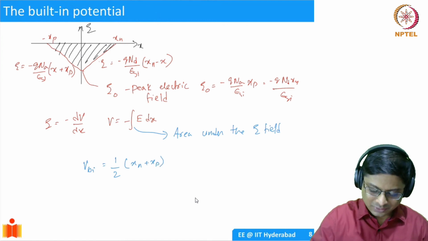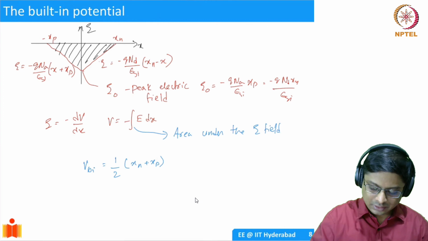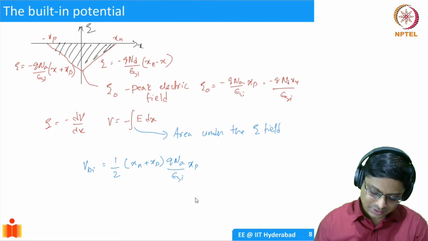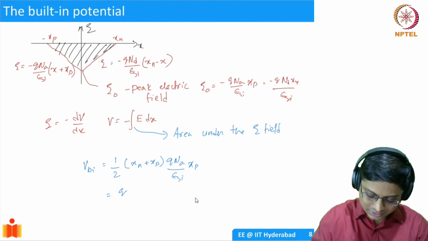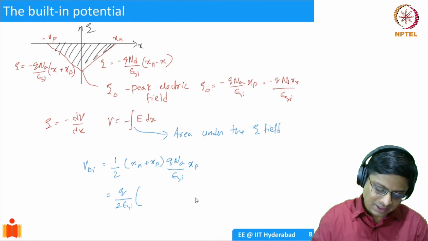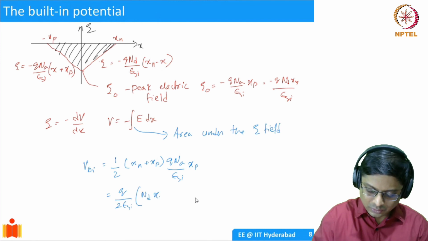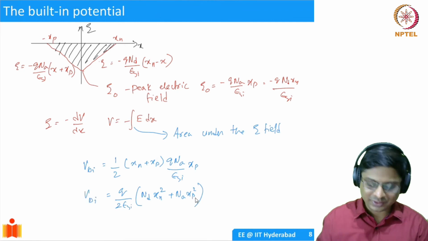E naught, let's take one of the expressions, let's take it to be minus Q NA xp divided by epsilon silicon. Well, minus is not required because we're calculating area. So it's going to be Q NA divided by epsilon silicon into xp. If you try to rearrange it, I can write it slightly differently. I can take Q out and I'll also take 2 epsilon. And then, using NA xp equal to ND xn, it will be ND times xn square plus NA xp into xp, so that's NA xp square. Okay, this is an expression for the built-in potential of a device.